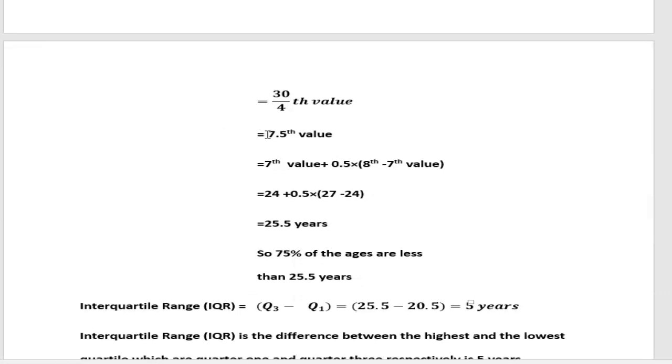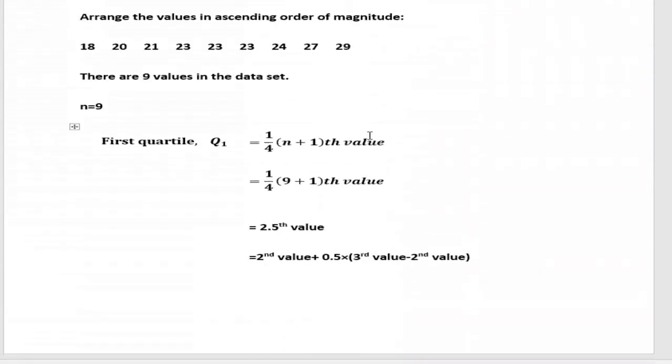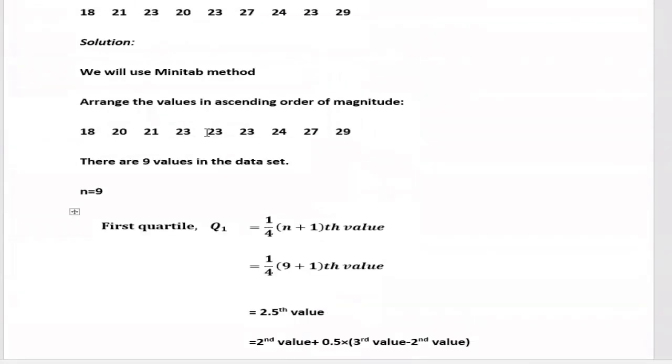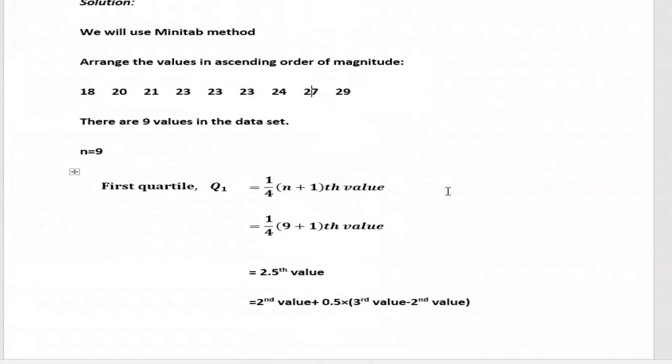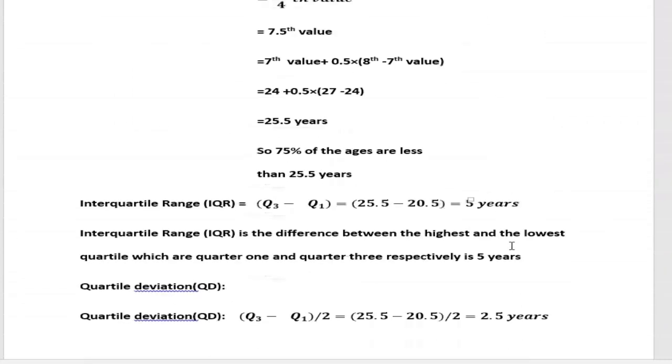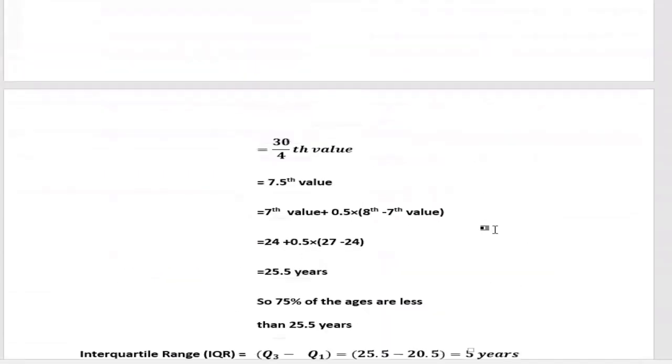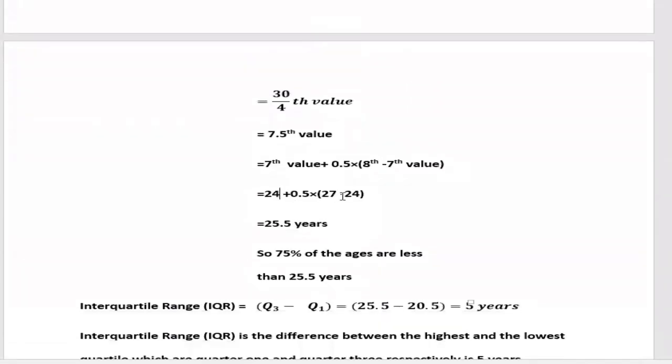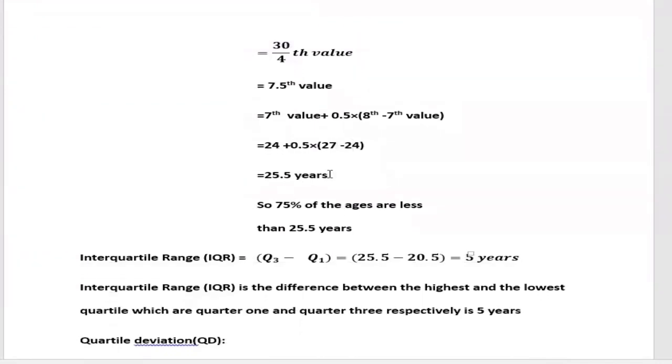For the 7th value plus 0.5 multiplied by the 8th value minus the 7th value. What is the 7th value? Counting 1, 2, 3, 4, 5, 6, 7, it is 24, and the 8th value is 27. So let us put the values: 24 plus 0.5 times (27 minus 24), we get 25.5 years.